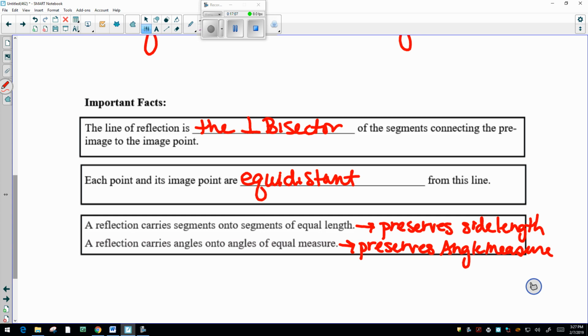So this is our brief intro into transformations and reflections in particular, and we are going to work more with this in class and see some more things that we can do with this as far as constructions and creating new shapes.